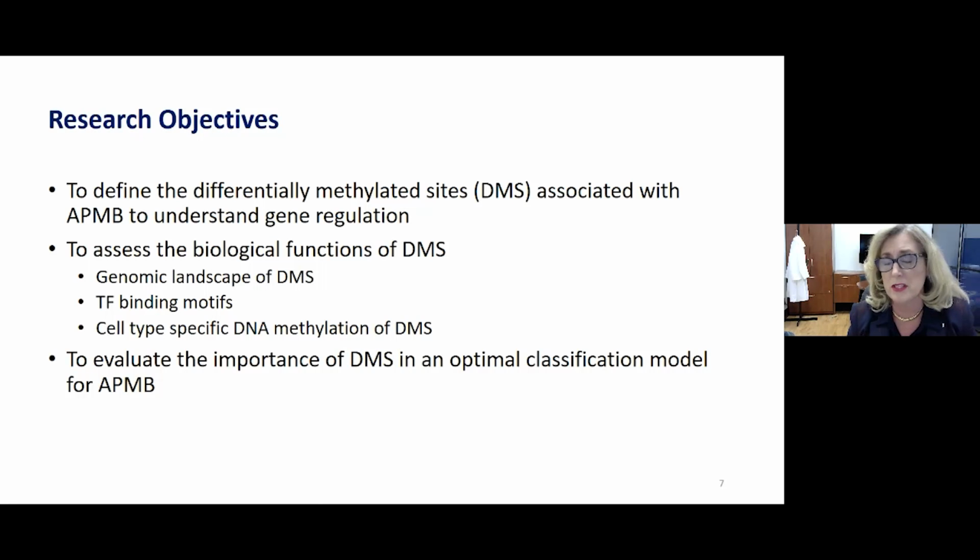So our research objectives for the study were to define the differentially methylated sites, or the acronym we're going to be using in the slides is DMS, associated with persistent infection, to understand gene regulation, and to assess the biological functions of these differentially methylated sites by looking at the genomic landscape, the transcription factor binding motifs, and the cell type specific DNA methylation. Very importantly, one of the objectives of this study was to identify and develop classification models, and to see if we can identify predictors of outcome using quantification of methylation. Can I have the next slide, please?